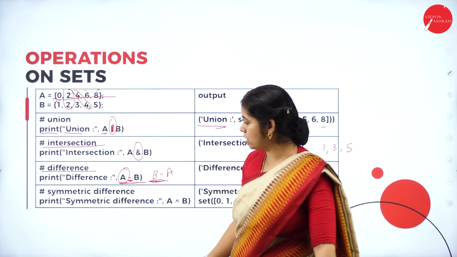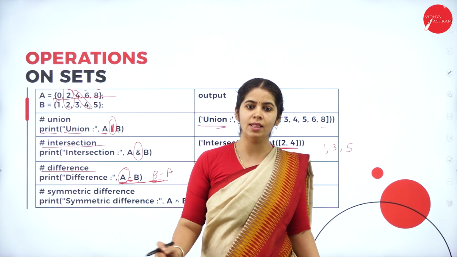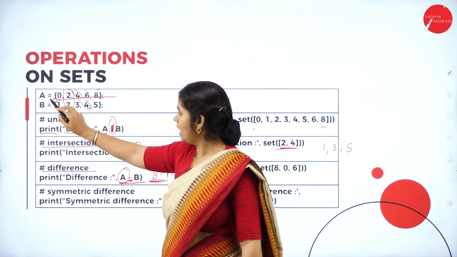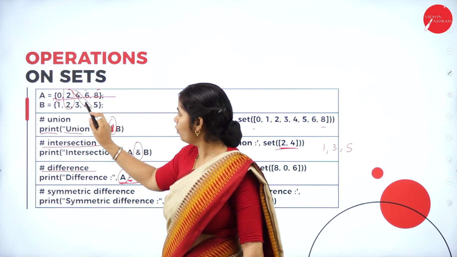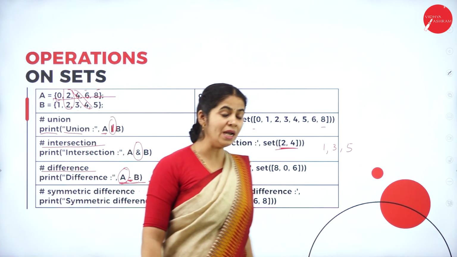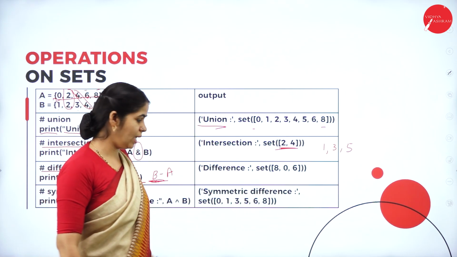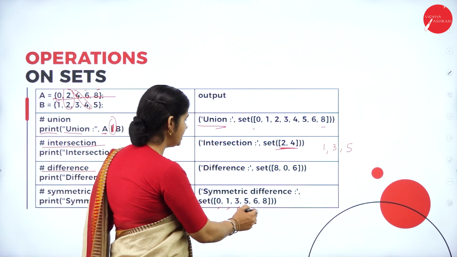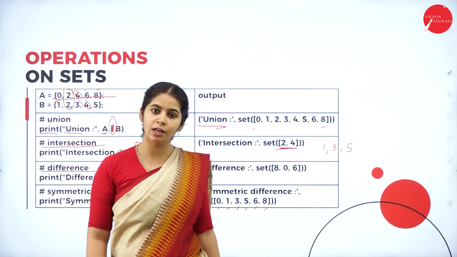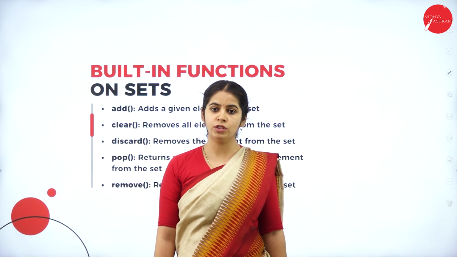Coming to the symmetric difference, what is the symmetric difference? Symmetric difference will give you the uncommon elements between the two sets, that is A and B. What are the uncommon elements between sets A and B? Except 2 and 4, all the elements 0, 6, 8 and 1, 5. All six elements will be printed as the symmetric difference. Here you can see the symmetric difference of sets A and B will be 0, 1, 5, 6 and 8. It may not be ordered, but it is the symmetric difference we are getting. Okay, these are some examples of operations on sets.